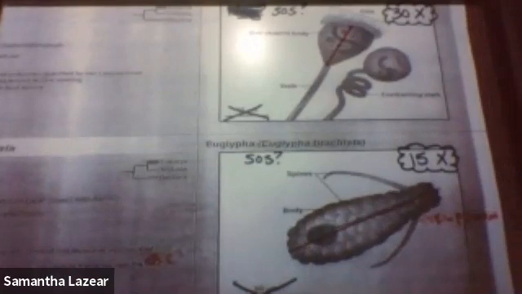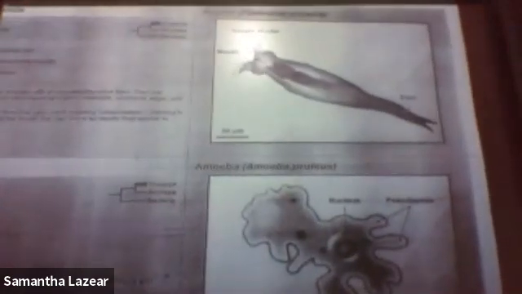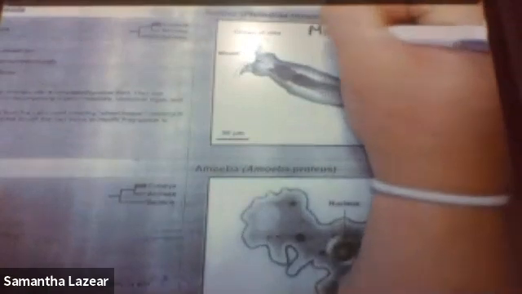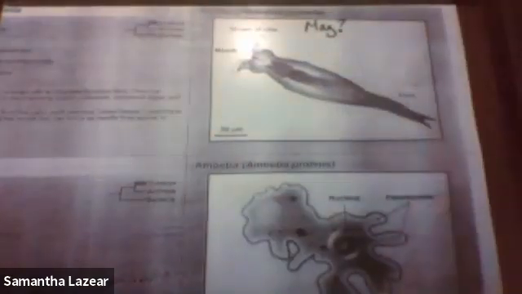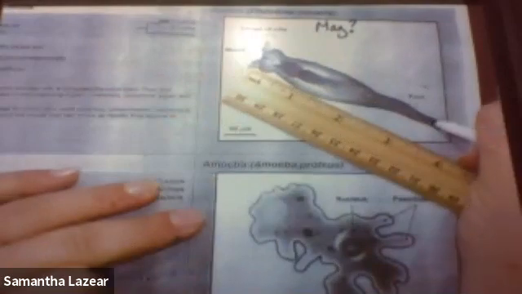Anyone got 33? Don't actually do it. I need you to fill out your packet first. Go to your Philodina roseola. That one. We are finding the mag question mark. And I want you to measure the whole body minus the little extra feet tails.